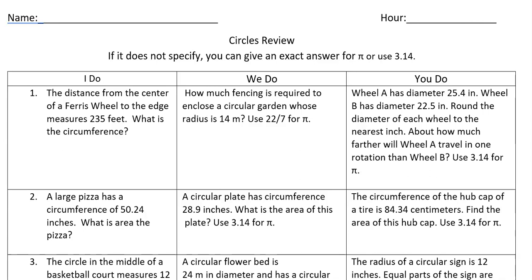Today we're going to go over how to do a circles review. I'm going to do one of the columns, you're going to work in a group to do one column, and then by yourself you'll do one of the columns. So let's get started. The distance from the center of a Ferris wheel to the outer edge measures 235 feet.